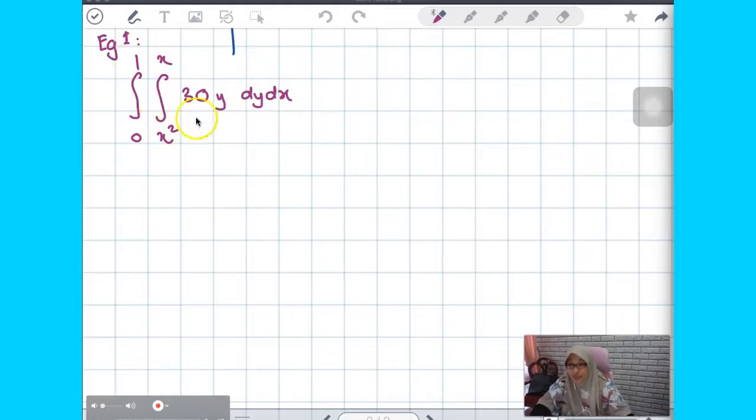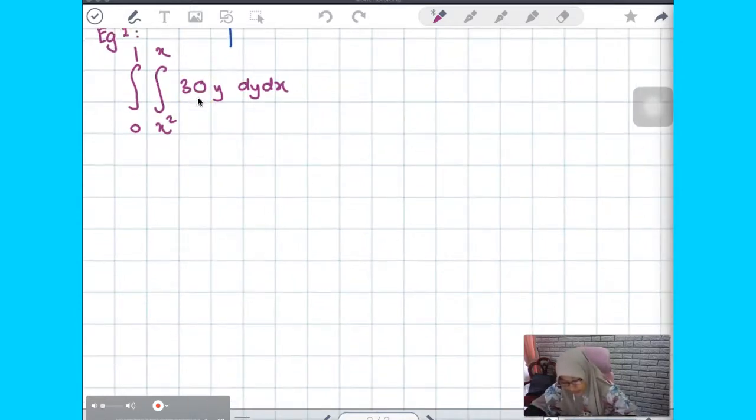As you can see here, the limit of y is a function, which means the region that you have is not a rectangle, it is a non-rectangular region, and your x is a constant. But in this case, we don't want to determine the limit since it is given. So we just want to evaluate. How can we do that?